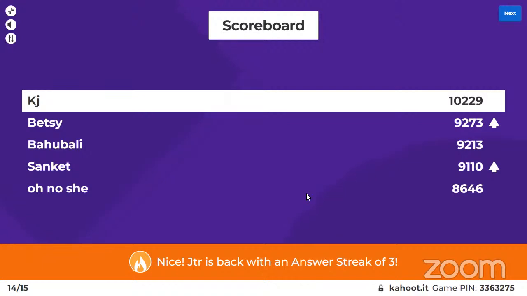There's a small change, but again, KJ stands still in the first place with 10,229 points. Betsy is in the second position with 9,273 points. Bahubali is third with 9,213 points. Sanket is in fourth place with 9,110 points. Onushi has come to the fifth position with 8,646 points. And a special mention for JTR, who is back with an answer streak of 3.